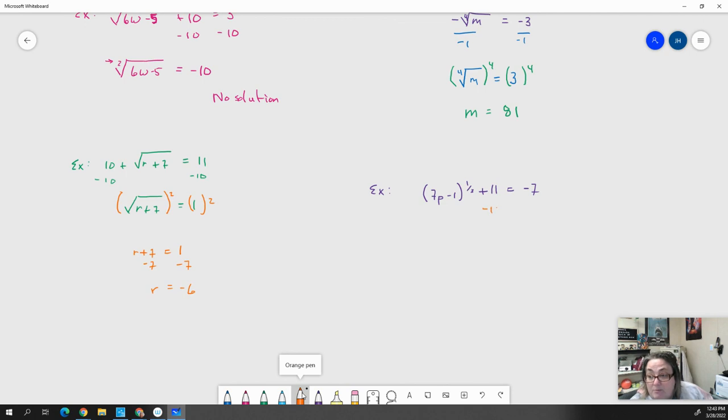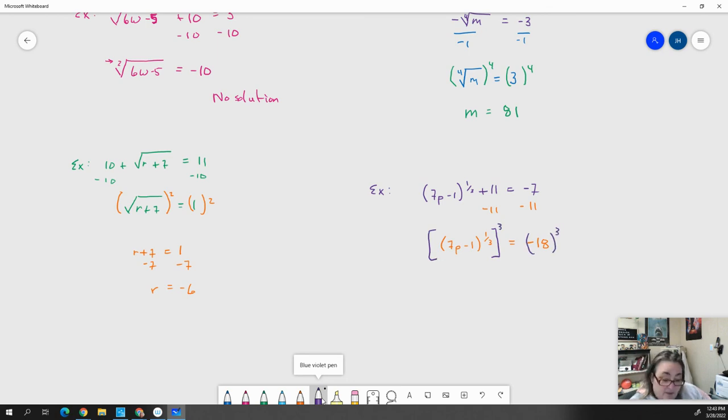But all we'd have to do is move the 11 over by subtracting 11. And here I'm going to go, okay, well, I've got 7p minus 1 to the 1/3 power equals negative 18. This is a 1/3 power, so we can have it equal to a negative. That's okay, because that's an odd number power. And what we're going to do is take this whole thing and multiply it by the denominator, because the denominator is that index, right? So we're going to raise this to the third power and this to the third power.